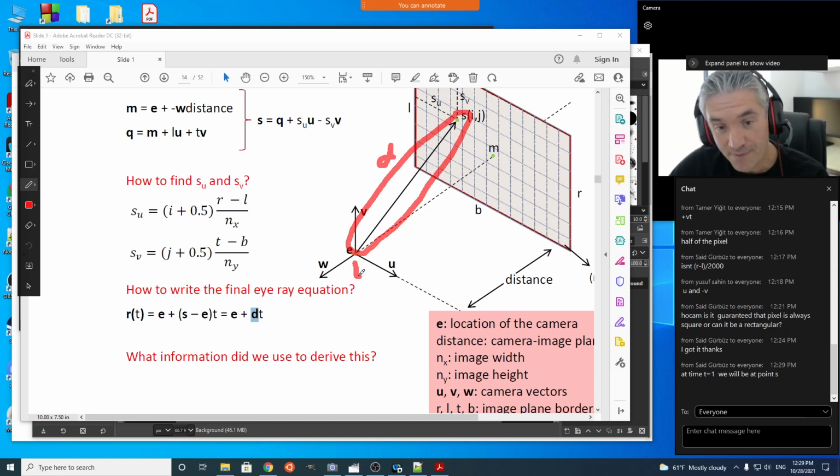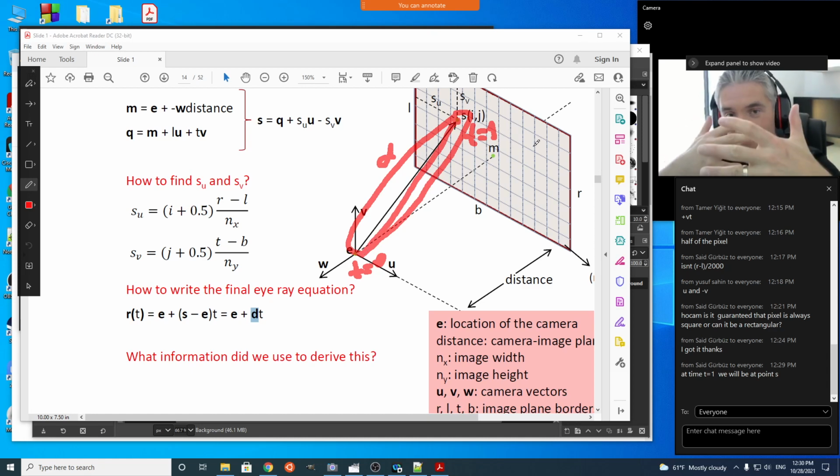At parameter t equal to 0, we will be at the eye location. At parameter t equal to 1, we will be exactly at the pixel. So this is what it means. If the magnitude of d is this, and you make t equal to 1, you will find yourself here. So as the parameter t changes from 0 to 1, you are inside the camera.